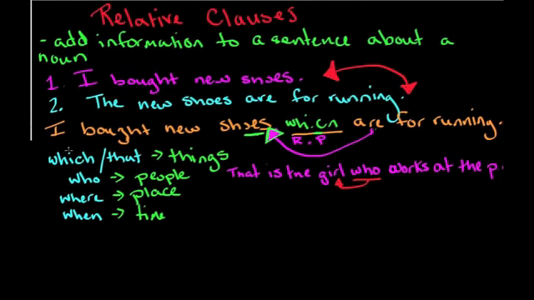So these are the main relative pronouns. We also have one possessive that we use, which is whose. That's our possessive relative pronoun. So in general, we use them to connect two different ideas in sentences.